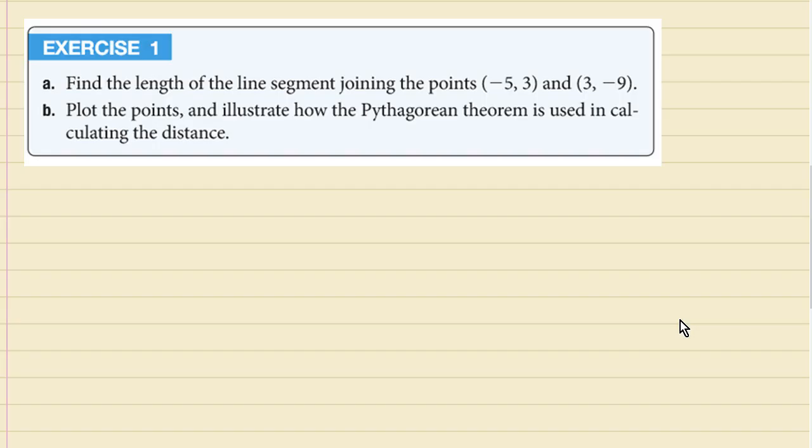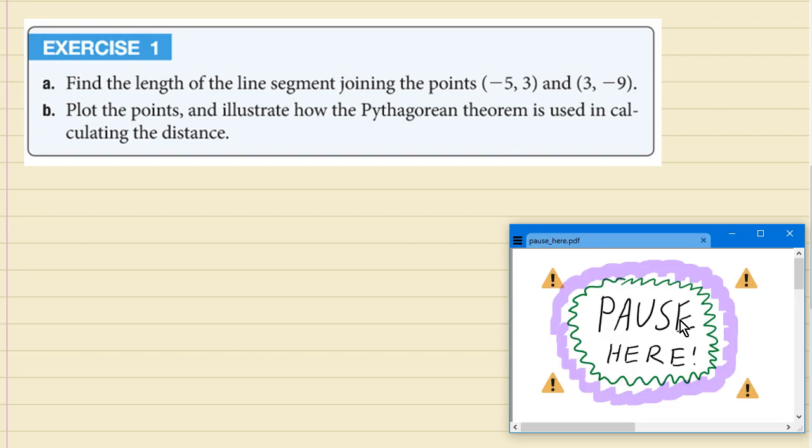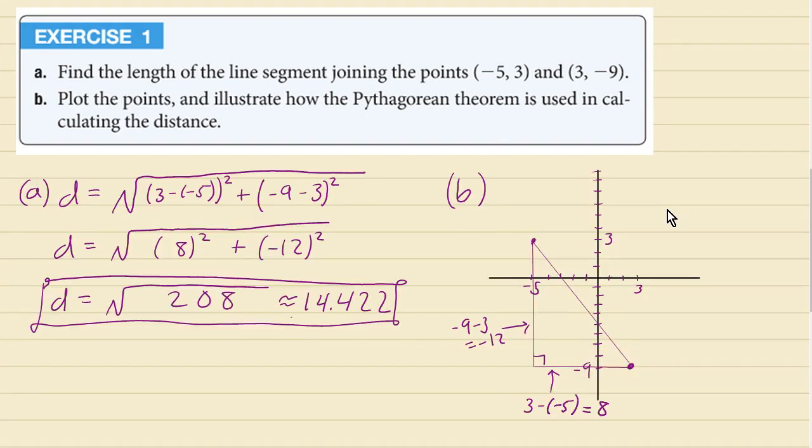So, oops. Let's pause it here. Here's the answer I got. The distance is the square root of 208, which you can approximate with a calculator, is a little bit less than 14.5, about 14.4. Then to illustrate this here, I drew the 2 points. The distance is the length between them. This length here is what comes out to be about 14.4.